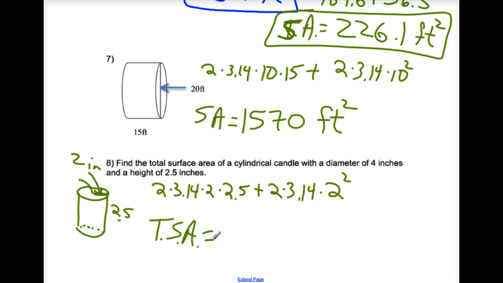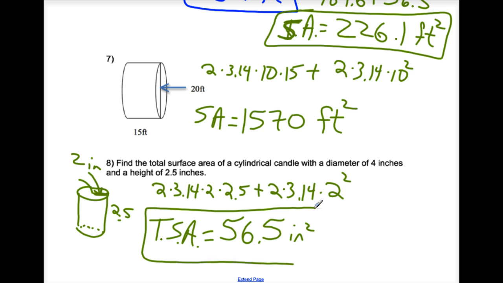What'd you get for that one? I got 56.5. That's what I got too. 56.5. We're talking inches squared. Surface area. Guys, what I want you to think about, label your stuff either SA or TSA, that's fine. Surface area, total surface area, or lateral area. If you're only finding the lateral area, label it LA. Lateral area. Homework's over on the side of the board. You can come close to finishing it in class.